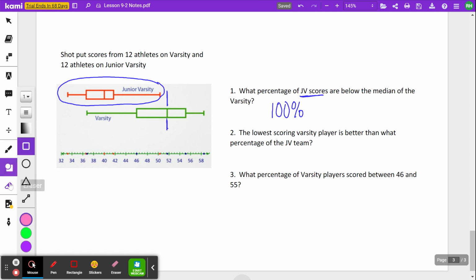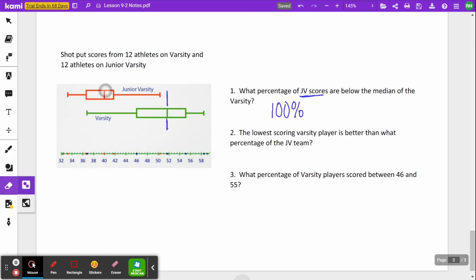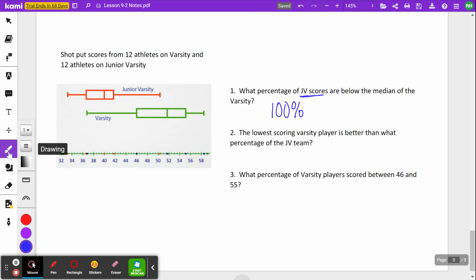Erase that so that I can make more. All right. Next one. The lowest scoring varsity player. Stop and think. Lowest scoring varsity player is right here. He is better, or she is better than what percent of the JV team? Well, it's higher than this portion right here, right? Which is 25%.